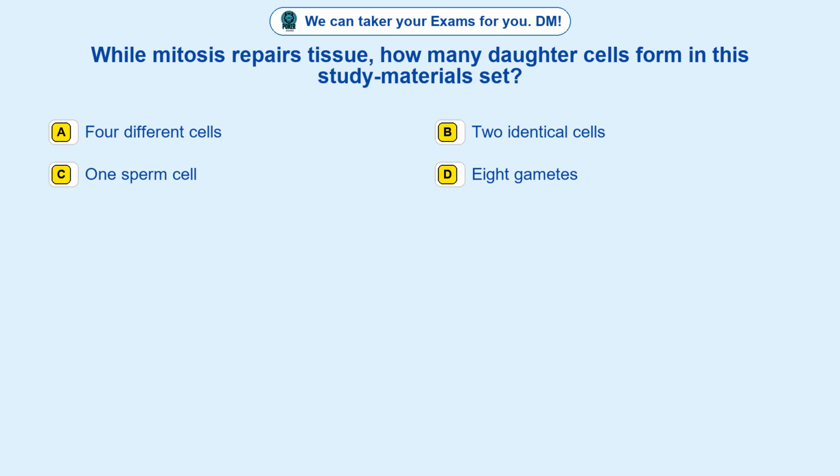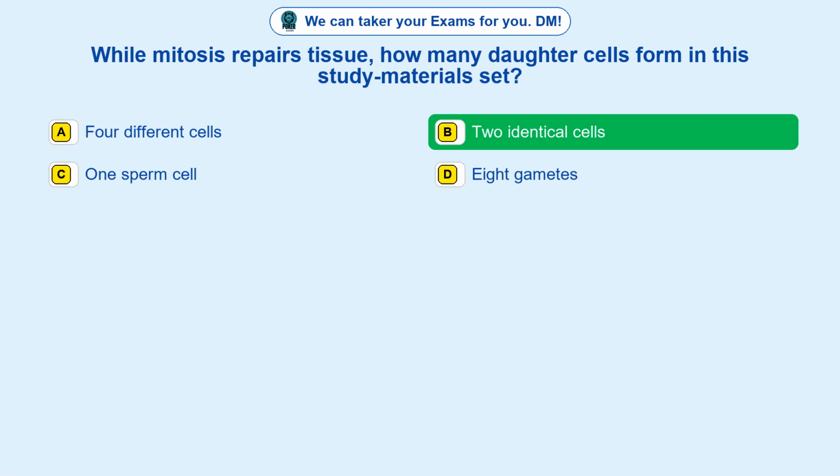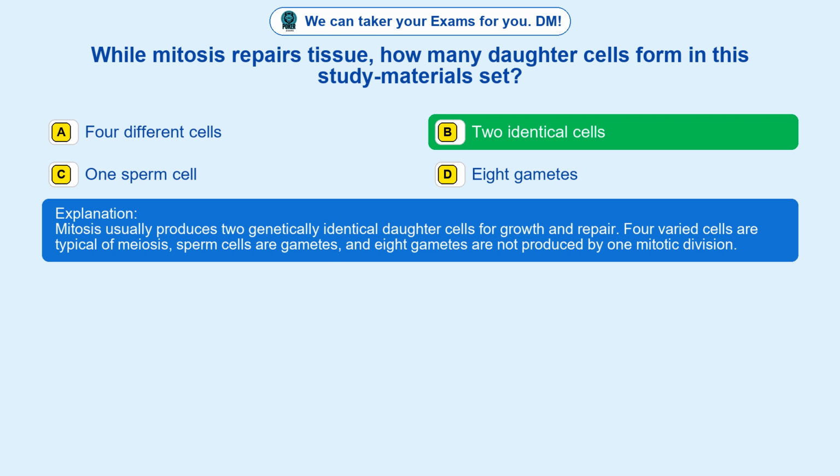Question 24. While mitosis repairs tissue, how many daughter cells form in this study material set? Option A. 4 different cells. Option B. 2 identical cells. Option C. 1 sperm cell. Option D, 8 gametes. The correct answer is option B. 2 identical cells. Mitosis usually produces 2 genetically identical daughter cells for growth and repair. 4 varied cells are typical of meiosis, sperm cells are gametes, and 8 gametes are not produced by one mitotic division.